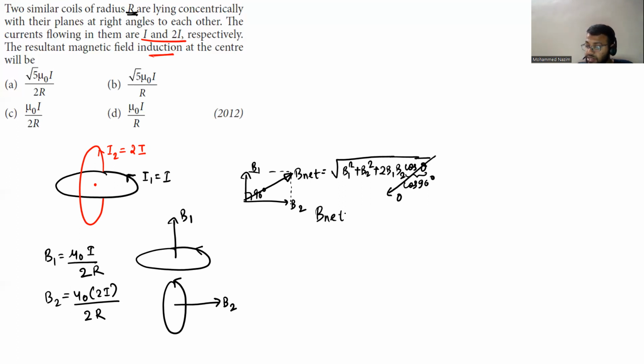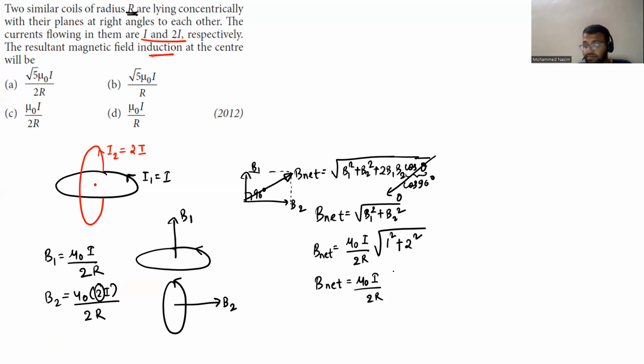So B net therefore becomes equal to root of B1 square plus B2 square. Now before putting in the entire value, first you check whether there is anything common or not. So here mu naught I by 2r is common. First, you try to pull out the common terms outside. So mu naught I divided by 2r. What is left out? In the B1 term, there is nothing left out, so 1 square, plus in the second term, 2 is left out, so it will become 2 square. 2 square is 4, and 4 plus 1 is going to be equal to 5. So B net is going to be mu naught I by 2r times root 5, so it is root 5 mu naught I divided by 2r. That matches with option number 1.